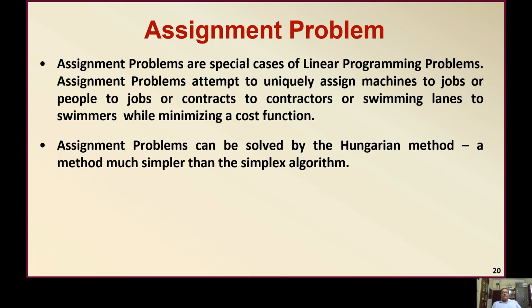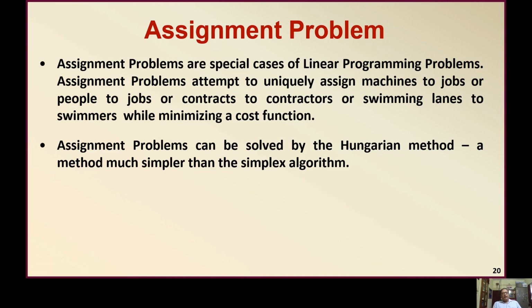Now, assignment problems uniquely assign machines to jobs, people to jobs, contracts to contractors, or swimming lanes to swimmers while minimizing a cost function. You see, suppose there are 3 jobs which are to be allotted to 3 people. If there are 3 people, they are good at 3 different jobs. First one in first job, second one in second job, third one in third job. It's very easy to assign people. Whoever is good in which job, simply assign them there.